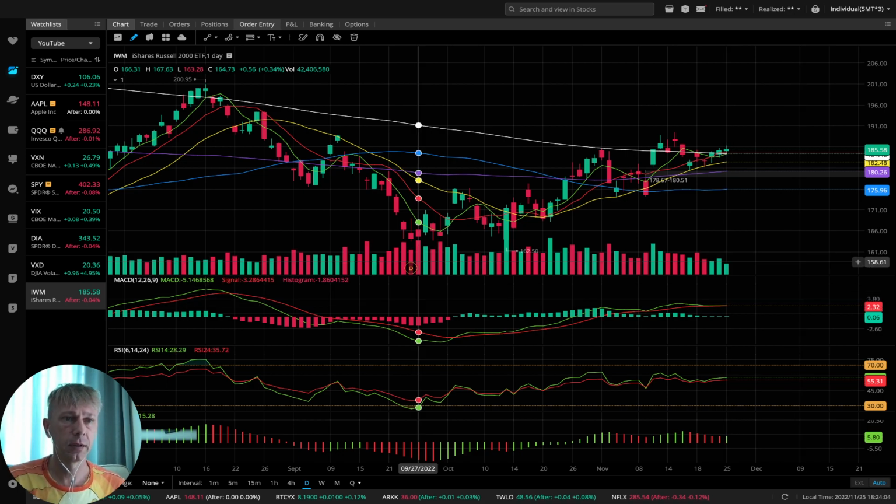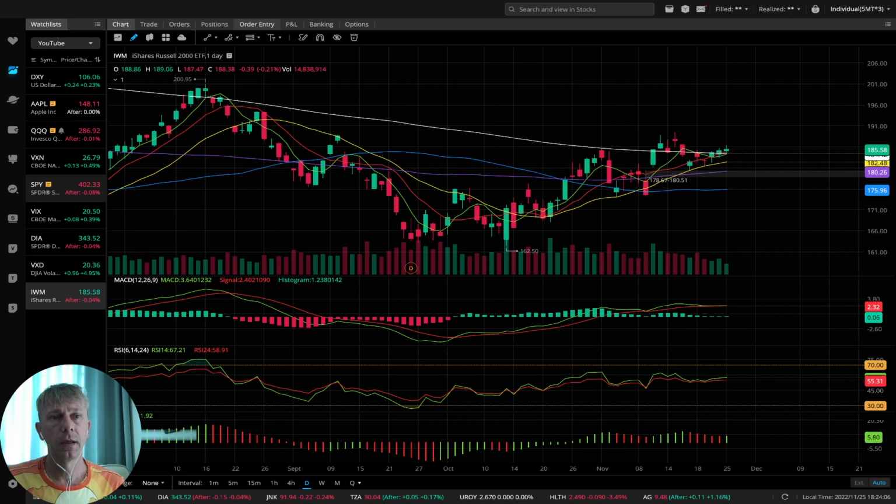Okay, let's do the summary. All indexes are still bullish on weekly and bullish on daily. They have bearish divergences, but still bullish on daily and weekly, all indexes.